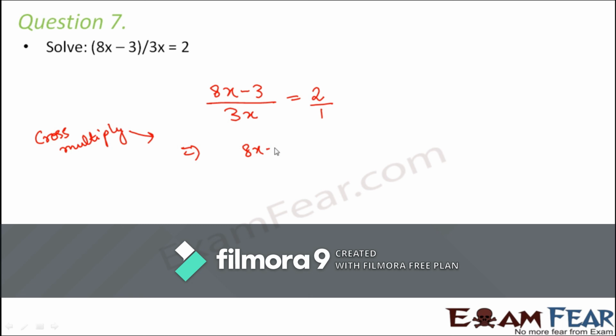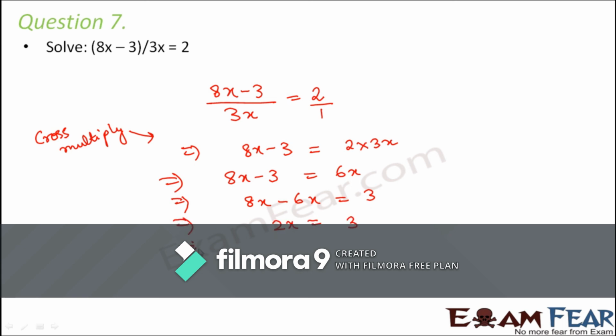So it would be 8x minus 3 is equal to 2 into 3x, or 8x minus 3 is equal to 6x. Let's bring the x's together. So this would be 8x minus 6x equal to 3, or 2x equal to 3. Therefore x is equal to 3 by 2.